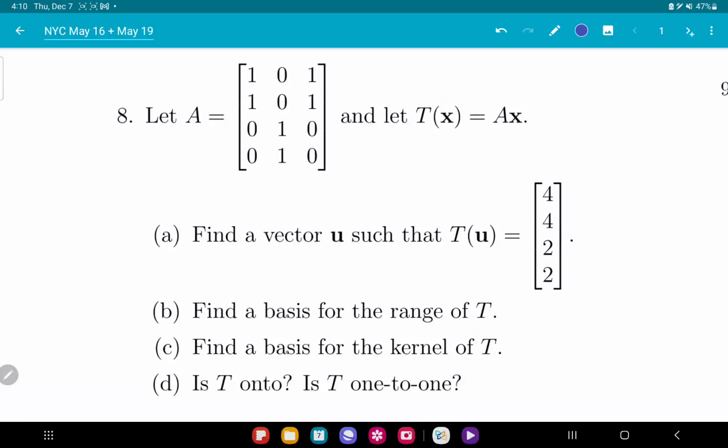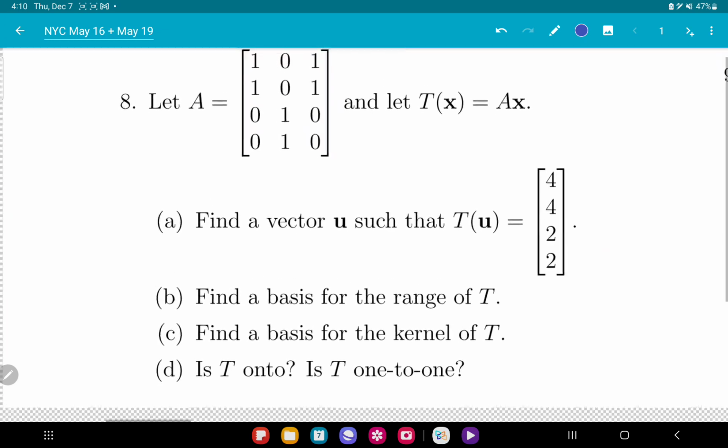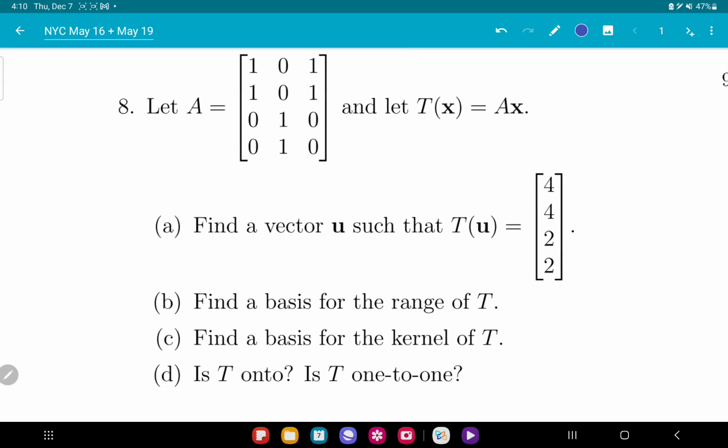Transformation, transformation, transformation. This one is a matrix transformation, so this should be relatively straightforward. T of u has to equal a specific vector. Well, I think we should just guess and check this one, because that means A times u is equal to that.